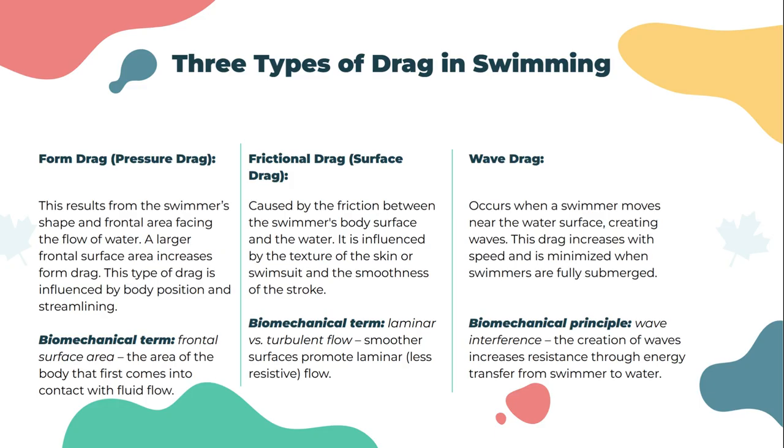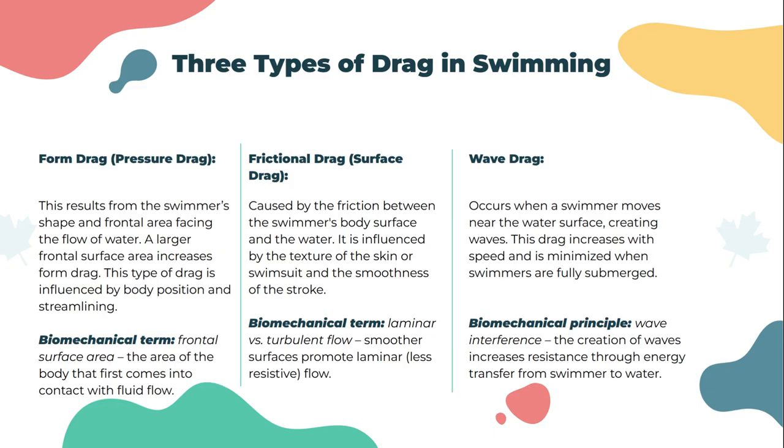Wave drag occurs near the surface where a swimmer creates waves. The higher the swimmer's speed, the greater the wave resistance. Frictional drag is caused by the contact between the water and the swimmer's skin or swimsuit. The smoother the surface, the less resistance is encountered. Understanding how each type operates helps swimmers and coaches find ways to minimize them.